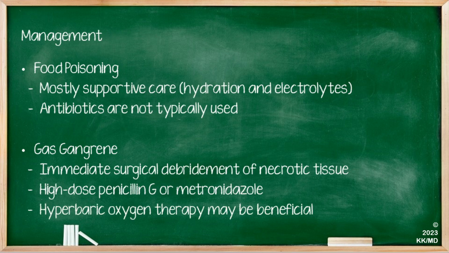The management of food poisoning is mostly supportive, with replacement of hydration and electrolytes as appropriate. Antibiotics are not typically used. Gas gangrene, however, is the complete opposite of that, and it's an immediate surgical emergency that needs surgical debridement of the necrotic tissue. The patient will need to receive high-dose penicillin G or metronidazole, and hyperbaric oxygen therapy has been proven to be beneficial in some studies.